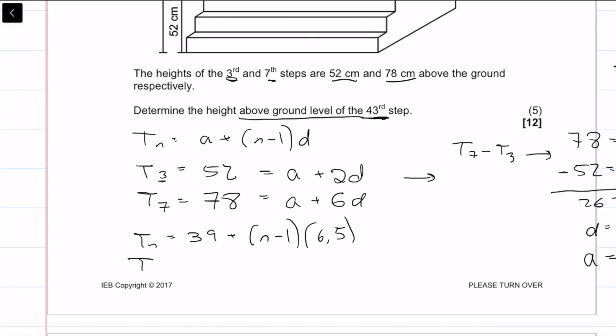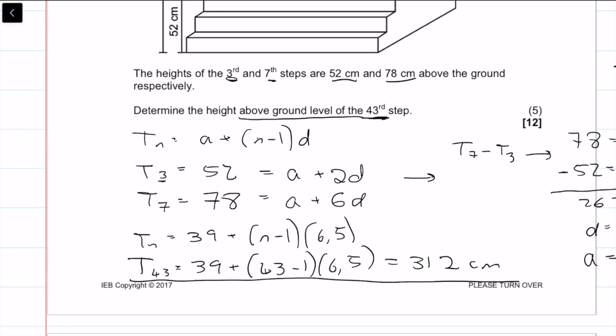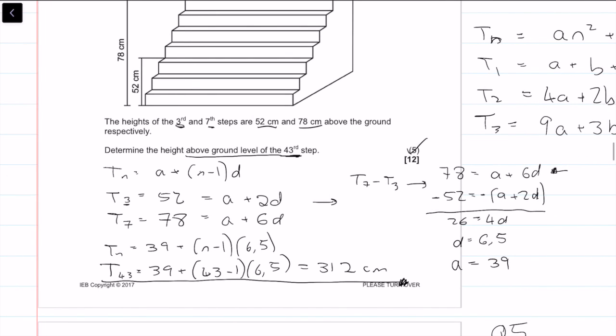Okay, and they want us to determine the height above the ground level of the 43rd. So T43 is going to be equal to 39 plus, let me go again, T43 is equal to 39 plus n, which is 43 minus 1, times 6.5, and if we plug that into our calculator, we get 312 centimeters. So that right there is your final answer. That gives you your total 5 marks.